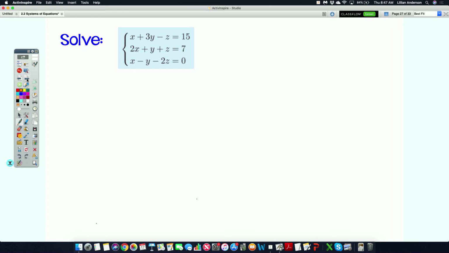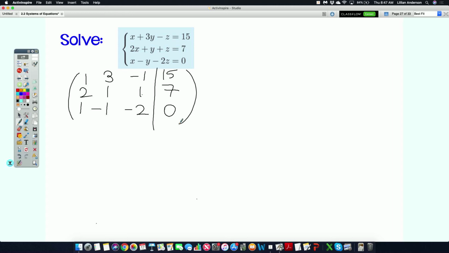So taking a look at this, what would be the augmented matrix for this particular problem? Are you going down or across? All right, it's going to be 1, 3, negative 1. Very good. 2, 1, 1, 7. Mm-hmm. 1, negative 1, negative 2, 0. Very good.